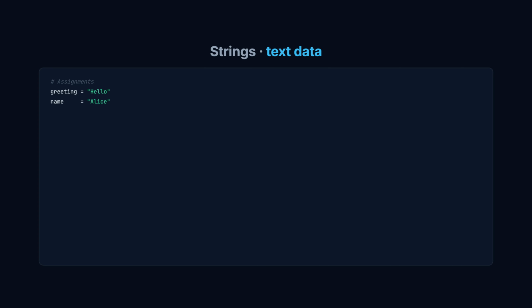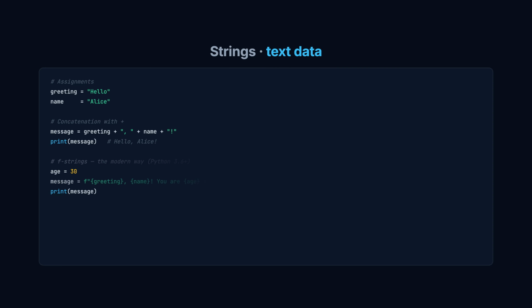Python calls that concatenation. You use the plus sign. "Hello" plus ", " plus "Alice" plus "!" gives you "Hello, Alice!". It works, but it gets messy the moment you have 4 or 5 pieces.